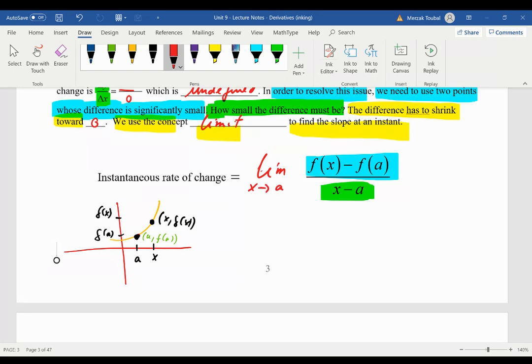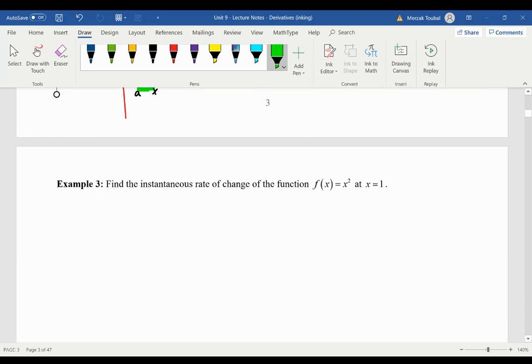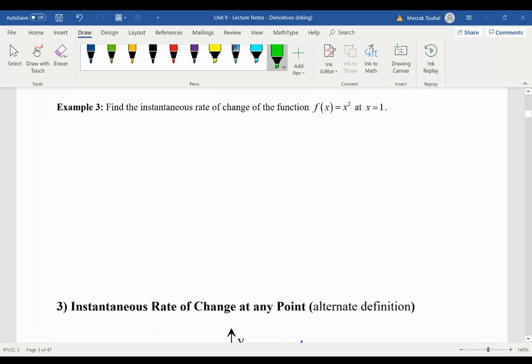So it means we want this distance between a and x to be as small as possible. X approaches a, it means the distance we want it to approach 0. Not equal to 0, but approaches 0. Okay, here's an example. So as example, if you find the instantaneous rate of change of the function f of x equals x squared at x equals 1.